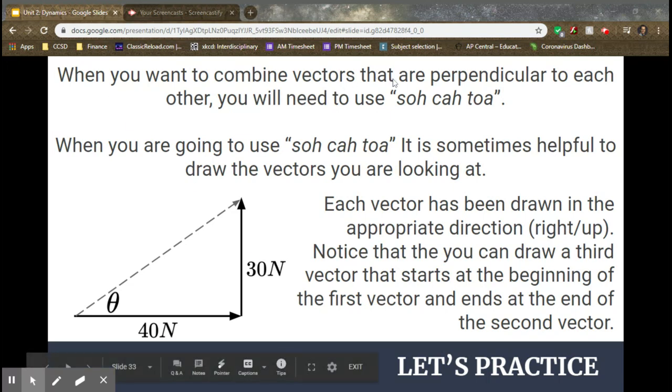When you want to combine vectors that are perpendicular to each other, you got to use SOHCAHTOA. When you use SOHCAHTOA, a lot of times it's helpful to sketch out what the vectors look like. So here is what I did. I decided to do 40 newtons to the right. That's my first vector. And then I pick up my second vector where my first vector ended, and it goes 30 newtons up. This dotted line would be my resultant vector. That's my total net force, and it starts at the beginning of the first vector and goes to the end of the last vector.